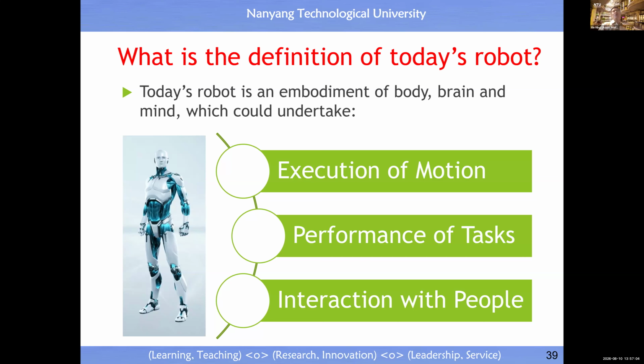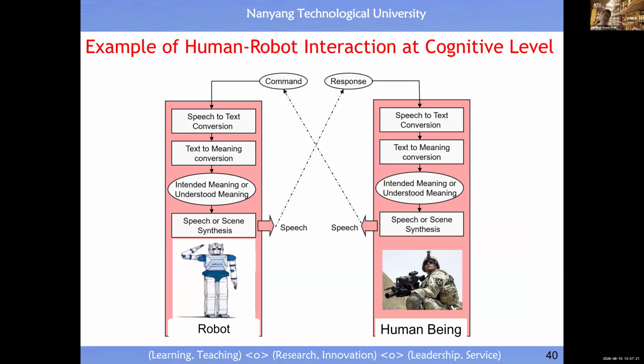For today's robot, there is one more capability on top of an industrial robot: interaction with people. But interaction could occur at the signal level and also at the knowledge level. Today, the interaction we talk about should be interaction at the cognitive level, which means use of human language. From this slide you understand that language is a tool for us to use, not the target of research or study for us.